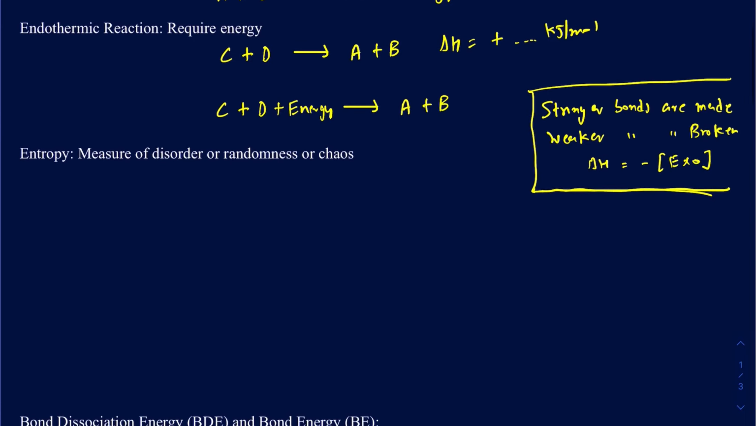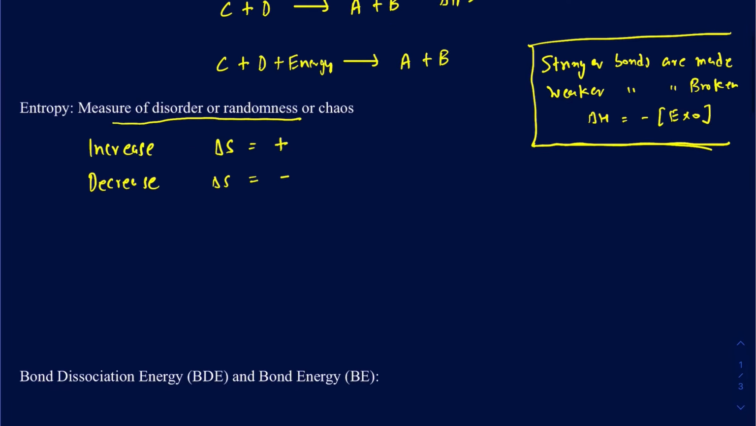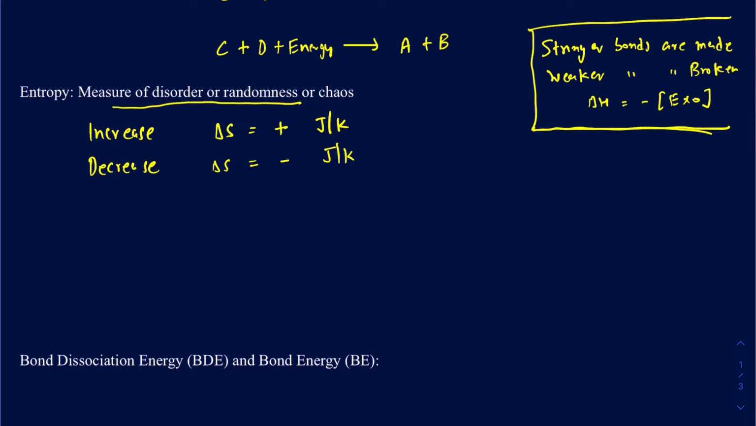The second thing I do want to mention here is the entropy. Entropy is actually going to be the measure of disorder and randomness, or how chaotic something is. And if you increase the entropy going from a reactant to product, then your delta S is going to have some positive value. And if you decrease the entropy going from reactant to product, then your delta S is going to be a negative value. The typical units for those is going to be joules over Kelvin. That's another thing you want to keep in mind. It is temperature dependent. So if you increase the temperature, obviously things are going to move faster. They are going to be more chaotic.